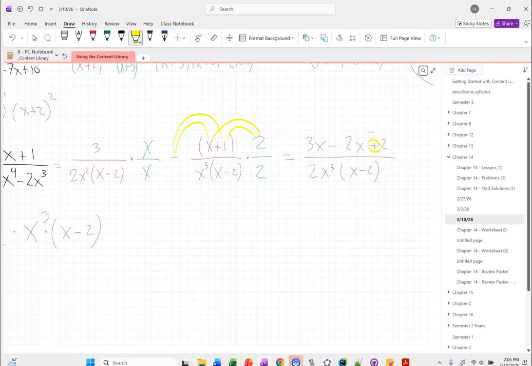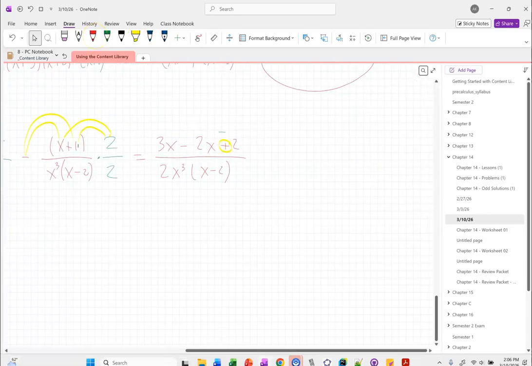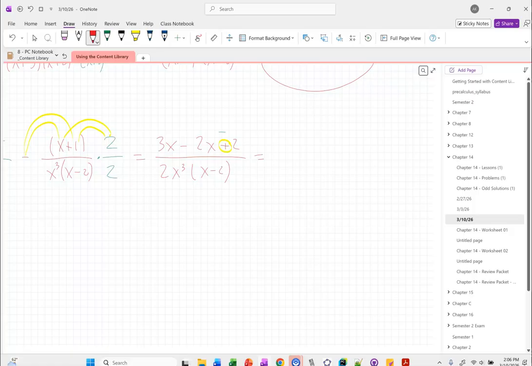All right, so, still not done. What do I still need to do? Reduce if possible. Yeah, combine my like terms. So 3x minus 2x is x, and then I have a minus 2 on top. And then I need to check to see if I can reduce. We sure as heck can, right? What are we left with?